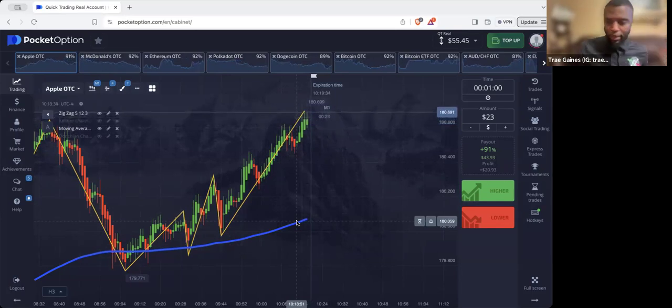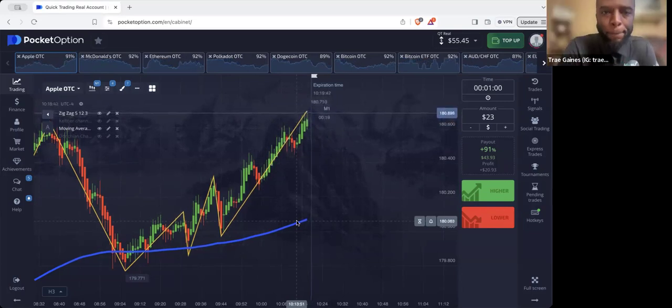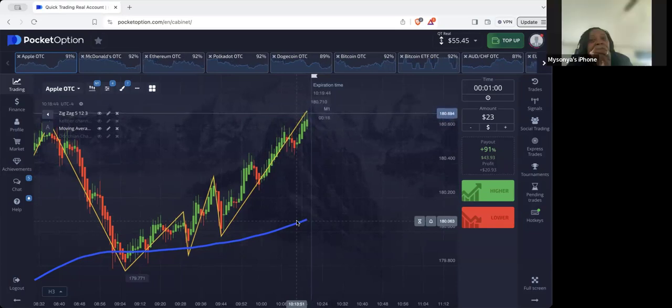Any questions on that one? No. Okay. So the blue line, which is the EMA, above that one is buy and below is sell.